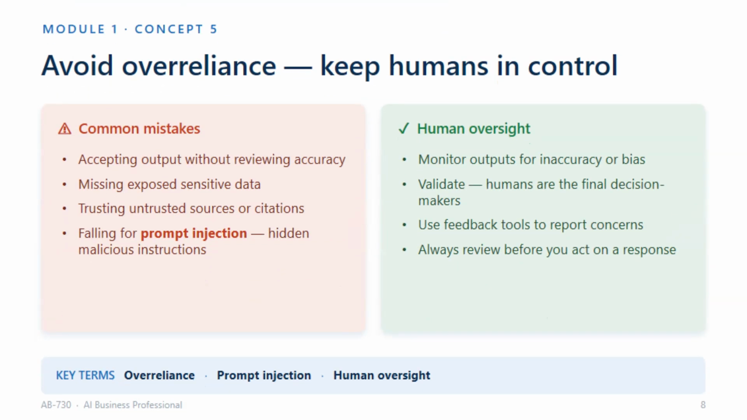Avoid over-reliance by always reviewing AI output for accuracy, bias, and sensitive data exposure. Human oversight remains critical. Users should validate results and use feedback tools to report concerns. Never act on AI responses without review. Understand the difference between over-reliance, prompt injection, and hallucination.